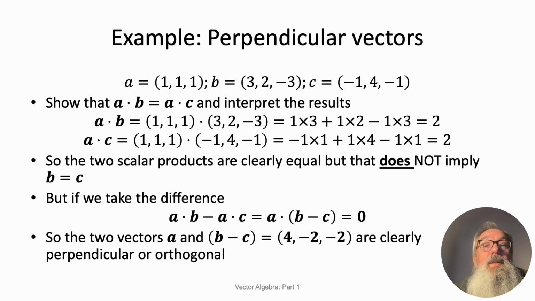Let's have a look at an example of perpendicular vectors. So we've got 3 vectors, A, B and C. Show that A dot B equals A dot C and interpret the results. So A dot B, well, we'll just multiply the components and add them. A dot B equals 2, A dot C equals 2. They're equal, which is what we're asked to show. The two scalar products are equal, but it doesn't imply that B equals C.